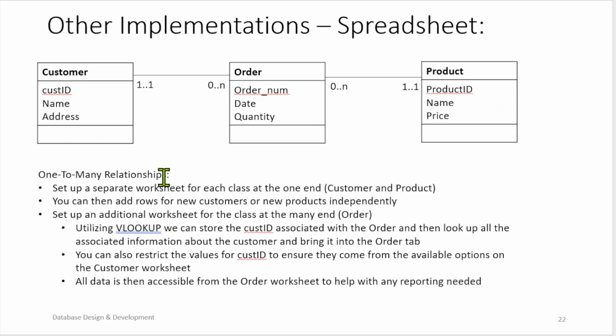So with a spreadsheet, for one-to-many relationships, set up a separate worksheet for each class on the one end. You can use a worksheet, or you can set up a tab. You can add rows for new customers, new products independently. Set up an additional worksheet in the class for the many end, the order. You can utilize VLOOKUP in Excel, and that's a way to look across other sheets or worksheets or tables to see stuff. You can restrict values to ensure integrity, and all the data is accessible in the order worksheet to help with any reporting needed. So you can make somewhat complex things.